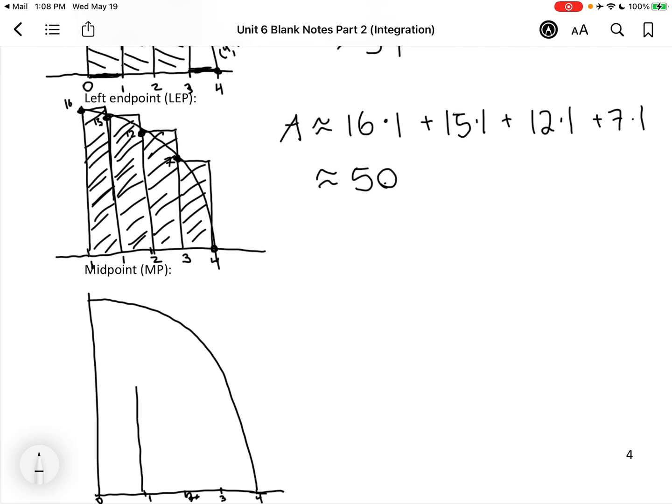So we still have these rectangles, but now I want to know what's this point here right in between, right? And what's this point here right in between? What's that y value? Because that's going to make up my next rectangle. And this is going to be even more accurate. So I'm just going to do this on a calculator. The function is y equals 16 minus x squared. So this would be 16 minus 0.5 squared, and that happens to be 15.75.